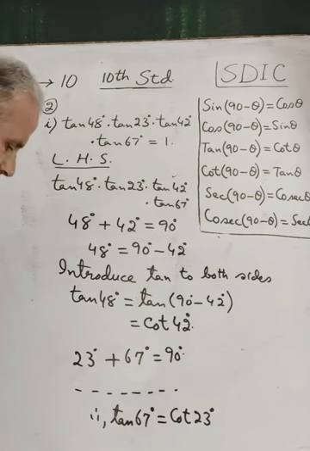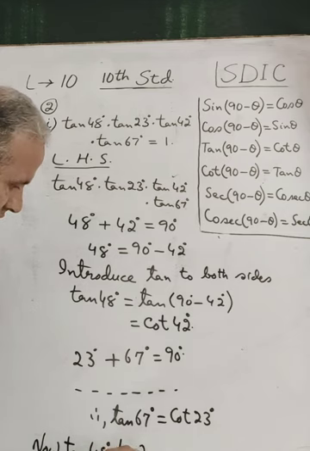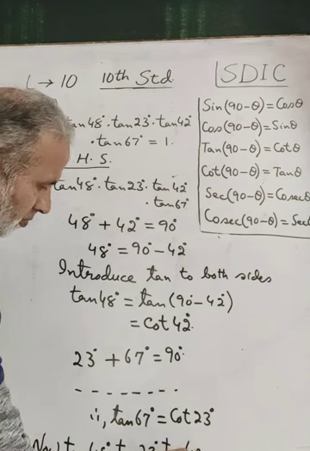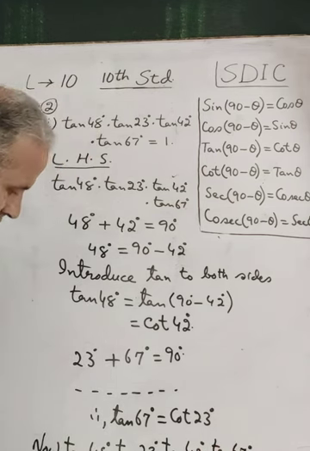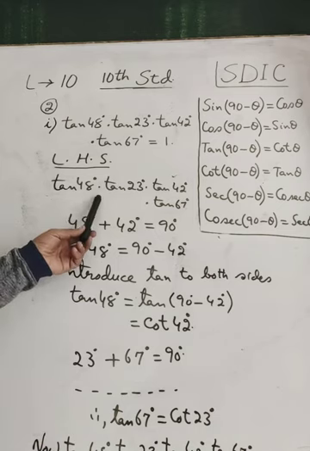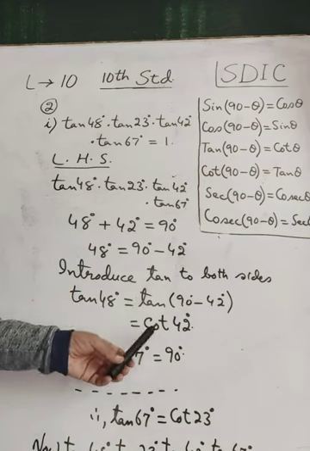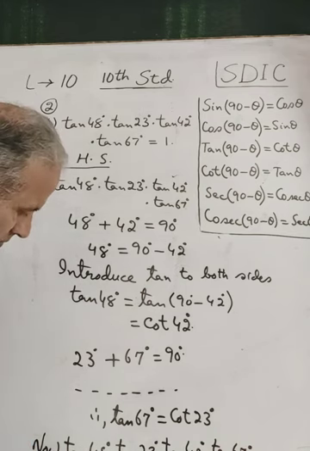So right now, question is tan 48 degrees multiplied by tan 23 degrees multiplied by tan 42 degrees multiplied by tan 67 degrees is equal to 1. We'll use in this given LHS the results we have just now proved. Tan 48 we have cot 42, so we'll replace tan 48 by cot 42 here. It will be cot 42 here.